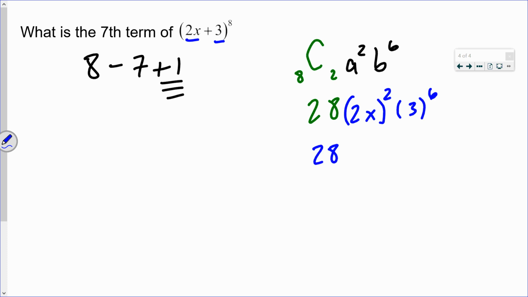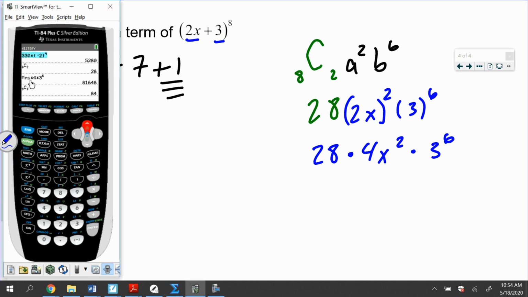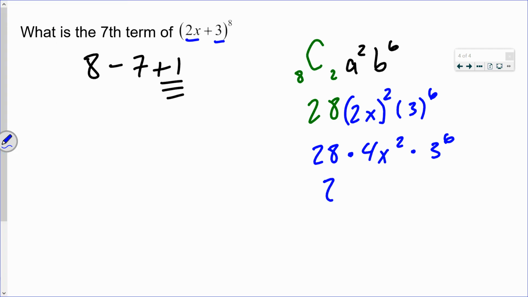So I get 28. This is times 4x squared times 3 to the 6th. So I'm just multiplying all those coefficients and those constants, which is right here. So I get 81648x squared. So as you can see, we can have you find individual terms that might help expanding the whole thing, but don't be above just expanding it. Finding those terms and finding those patterns is a deeper understanding of what's going on to find these individual ones. So hopefully that helps out, finding those individual terms.